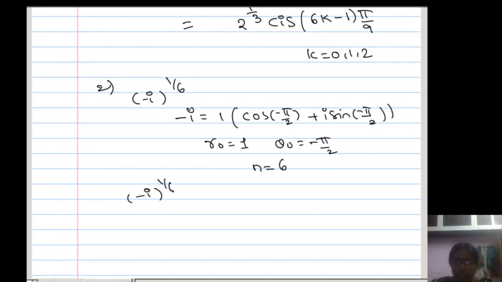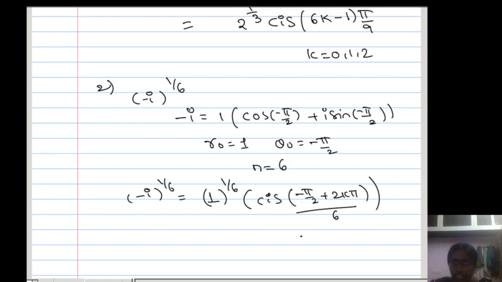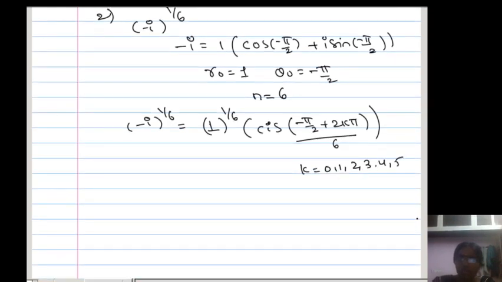Minus i power 1 by 6 is written as a_k, which is equivalent to what? R naught power 1 by n, 1 power 1 by 6, cis of theta naught. What is theta naught? Minus pi by 2 plus 2k pi, by n. What is n? 6. Where k varies from 0, 1, 2, 3, 4, 5. Because n minus 1, 6 minus 1, is 5.